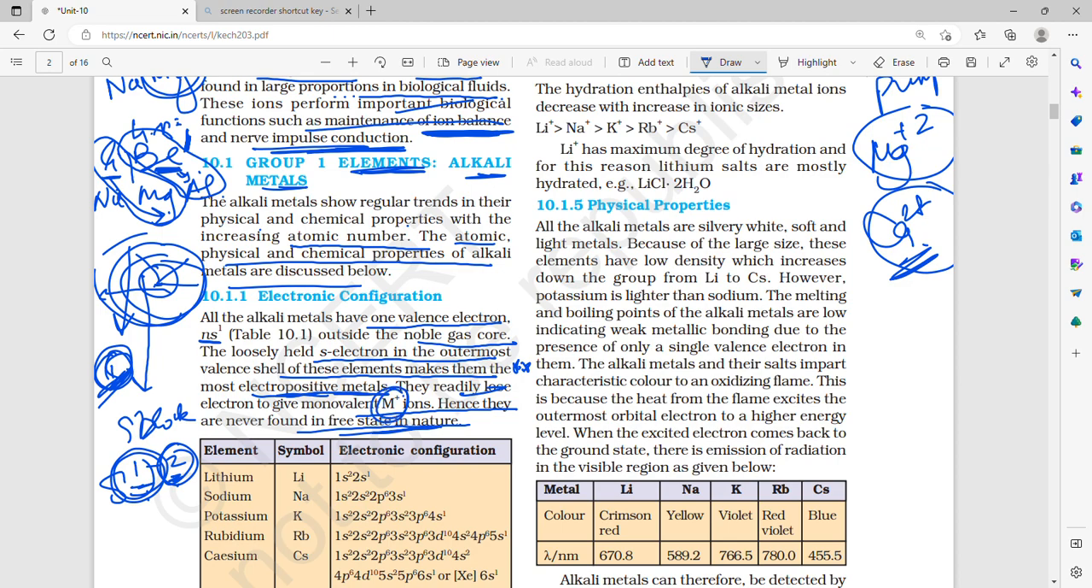Therefore, you will notice that s block elements are never found in free state in nature. That is, the loosely held s electron in the outermost valence shell of these elements makes them the most electropositive metals, and therefore they readily lose electron to give monovalent M+ ions, and they are never found in free state in nature.